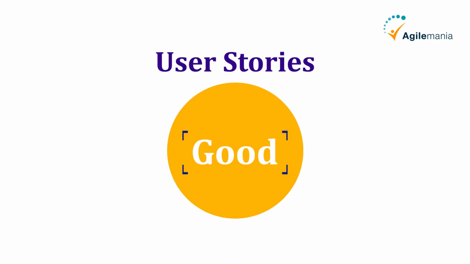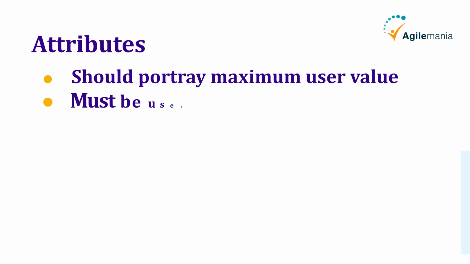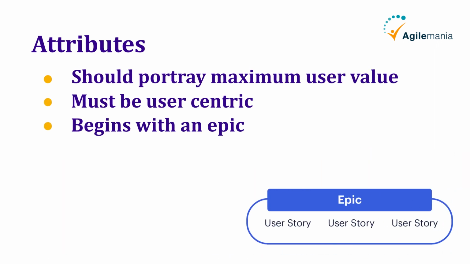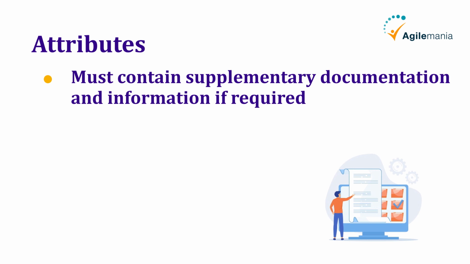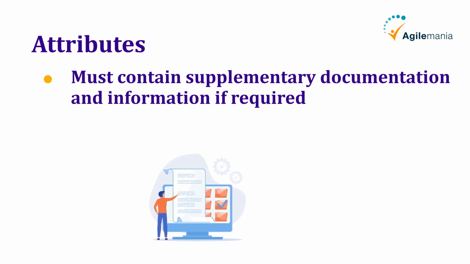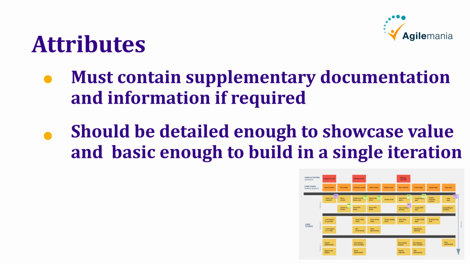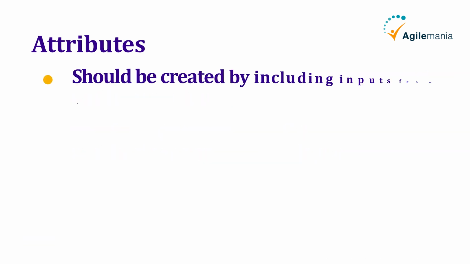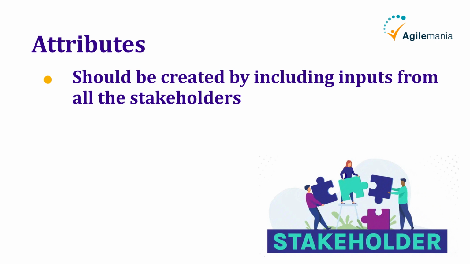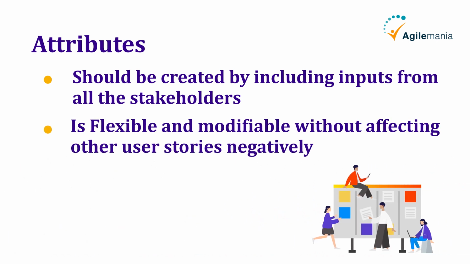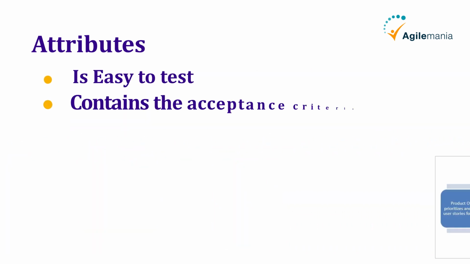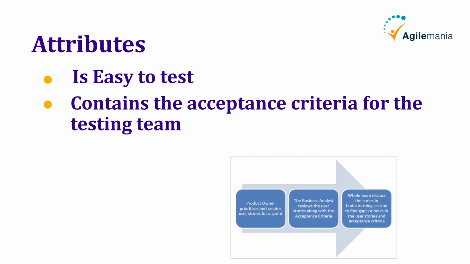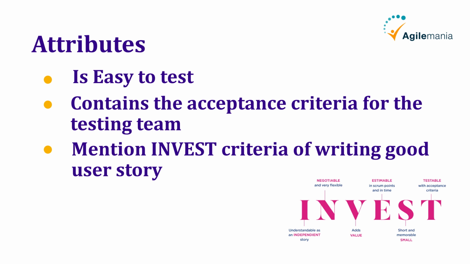User stories can be called good if they contain the following attributes: should portray maximum user value, must be user-centric, begins with an epic, is concise, simple, and precise, must contain supplementary documentation and information if required, should be detailed enough to showcase value and basic enough to build in a single iteration, should be created by including inputs from all the stakeholders, is flexible and modifiable without affecting other user stories negatively, is easy to test, contains the acceptance criteria for the testing team. Mention INVEST criteria of writing good user story.